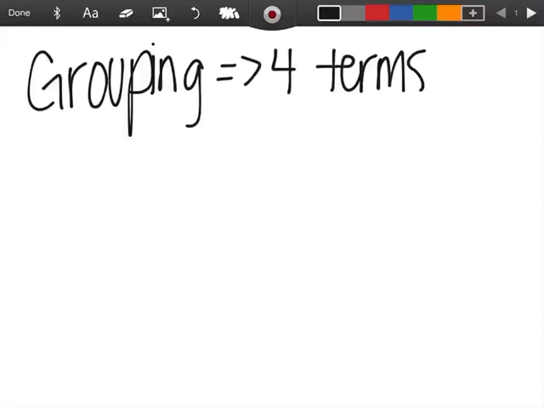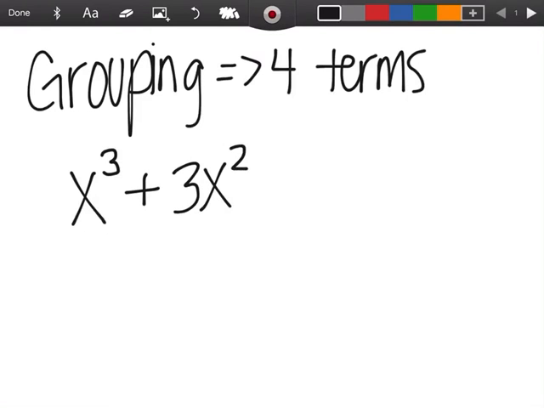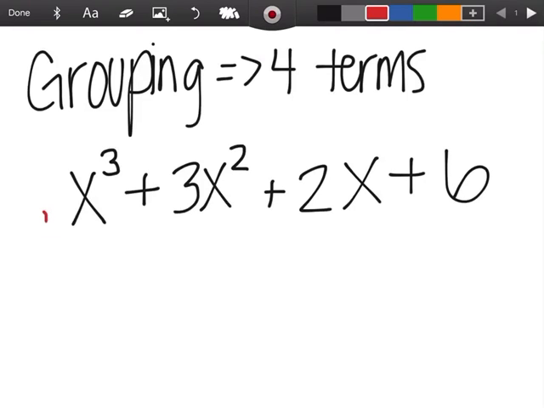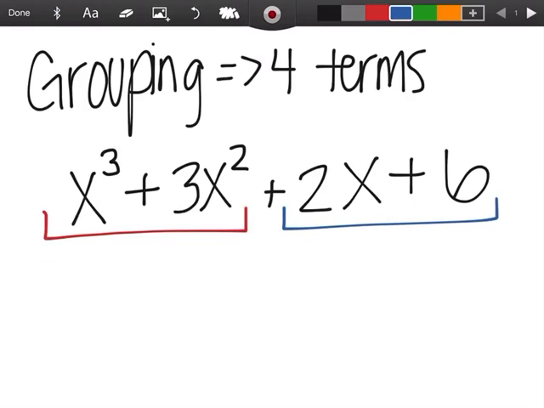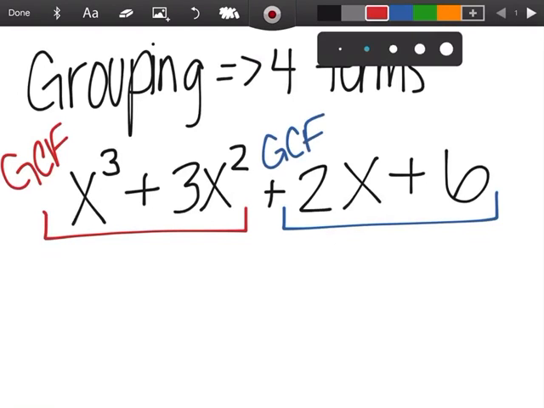So factoring by grouping only works when there are 4 terms, and you need to know how to find GCFs, which is what we just did before in 7.4 while we were still at school. So the first problem is going to say x to the third plus 3x squared plus 2x plus 6. And I'm going to group the first 2 terms together and the second 2 terms together. And I'm going to look for the GCF of the red group only and the GCF of the blue group only. And I'm going to factor them out.